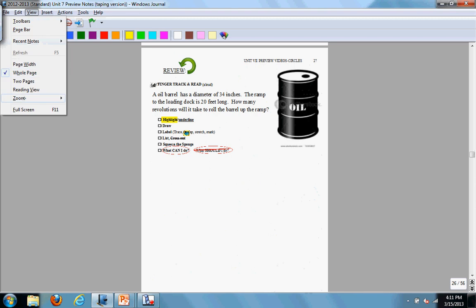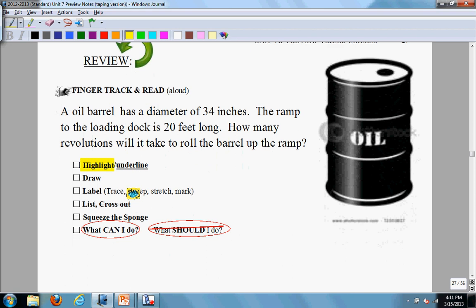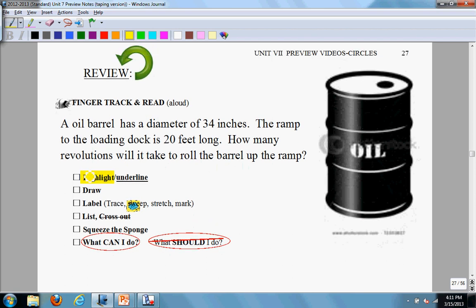Last class, we just talked about circumference and area. So let's do a problem together. First off, we're going to finger track read. Here, an oil barrel has a diameter of 34 inches. The ramp of the loading dock is 20 feet long. How many revolutions will it take to go up the ramp?